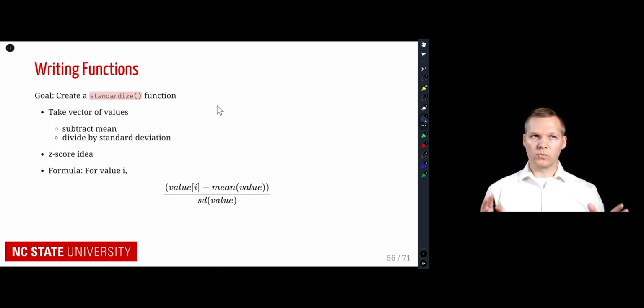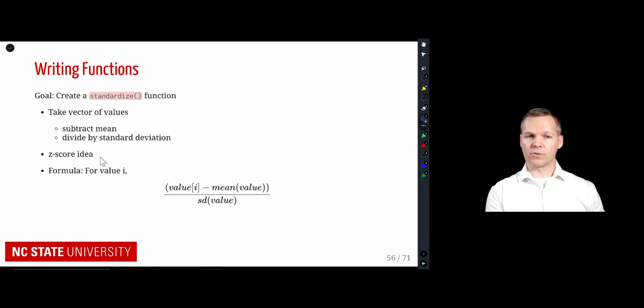All right, so we know the syntax for creating our own R function, and we've seen some of the code there. Let's go ahead and try to write our first function. We're going to try to create a standardize function that's going to take in a vector of values. So the input will be a vector of values. And what we're going to do to that vector of values is subtract off the mean and then divide by the standard deviation. So we're going to standardize that vector.